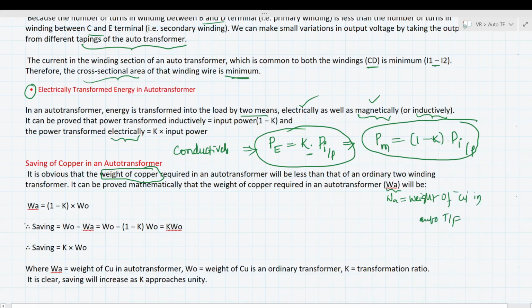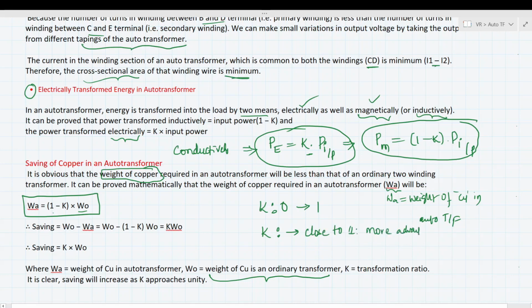Okay, so WA, the weight of copper in an auto transformer, is equal to (1 minus K) into WO, where WO is nothing but the weight of copper in an ordinary transformer. The K value ranges from 0 to 1. If the K value is close to 1, there is more advantage of an auto transformer. If K is close to 0, there are fewer advantages.